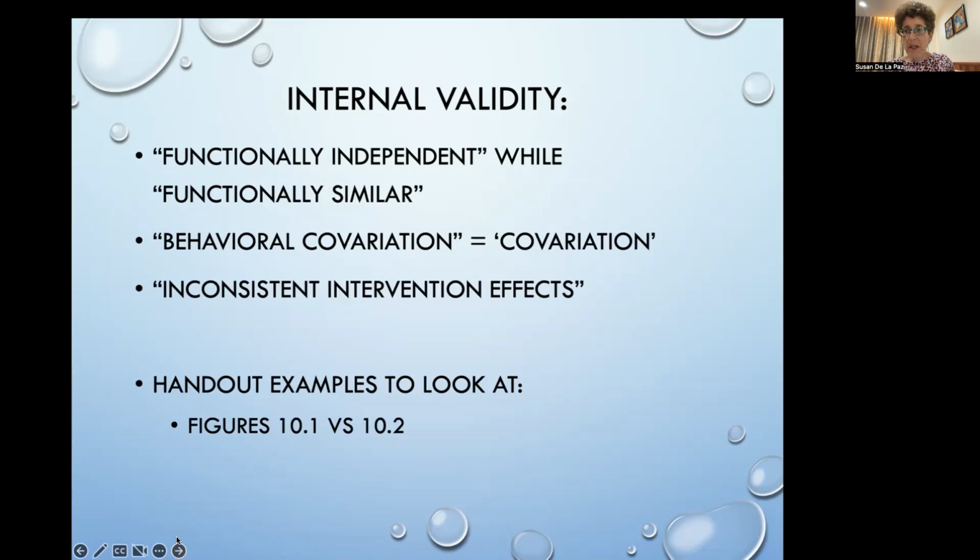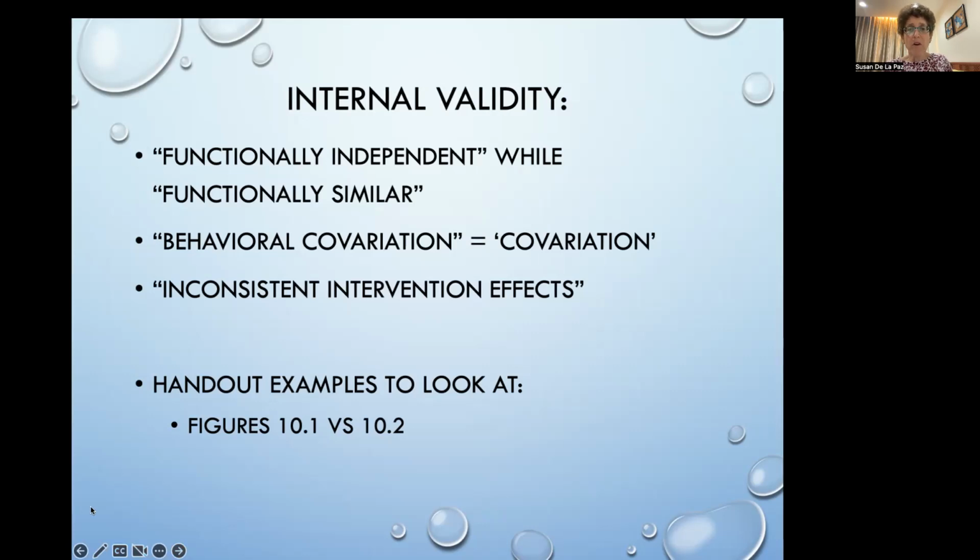Functionally similar means the dependent variables are related to each other. So I'm going to talk about some research that I've done over the years a little bit later, and I work on writing. So I look at the quality of students' writing, how long or how much they write, and I look at things like how many elements are in the essays that I'm looking for. So those would be examples of functionally similar.